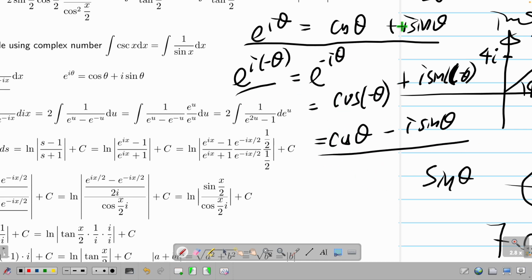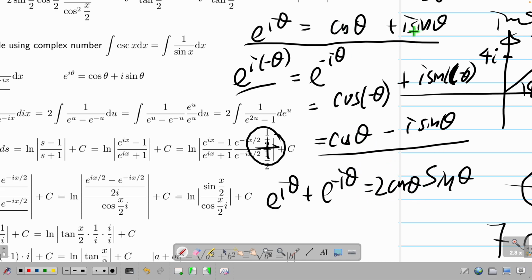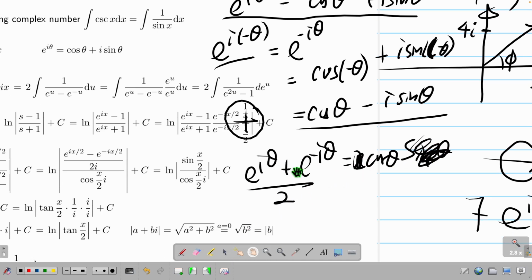So now I have this thing and this thing. You see one is plus, one is minus. Then very naturally you will add these two equations. You add these two, so you have e^(iθ) plus e^(−iθ). Cosine plus cosine is 2 cosine. This plus and this minus cancel out, so nothing. And I put the 2 here. So cosθ is e^(iθ) plus e^(−iθ), divided by 2.